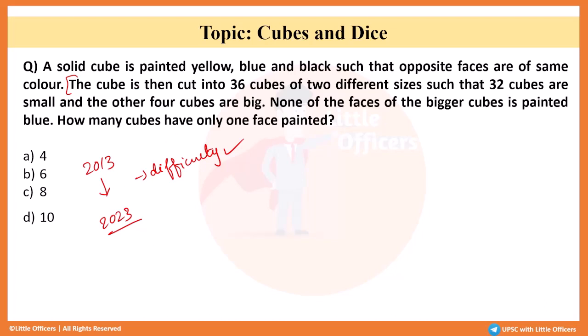So here what it is doing is adding more conditions. The cube is then cut into 36 cubes of 2 different sizes, not just one. Earlier it used to be only 1 different size, meaning all the small cubes were made the same. This time it is cut into 36 cubes of 2 different sizes. Of them, 32 cubes are small and the remaining 4 cubes are big. So look at the combinations; accordingly you need to visualize and make that. And there is another condition: none of the faces of the bigger cube is painted blue. So see how complex the reasoning has been made.